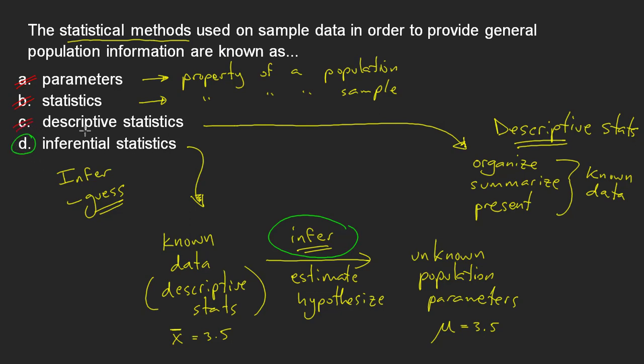C, descriptive statistics, would have been if we were just organizing, summarizing, or presenting known data. But we're not generalizing to a larger population when we're doing that. We're simply talking about what it is we see with the group that we've measured. And that's not the case in this question. In this question, we're using our known data to generalize or estimate or hypothesize about what's going on in a larger unknown population.